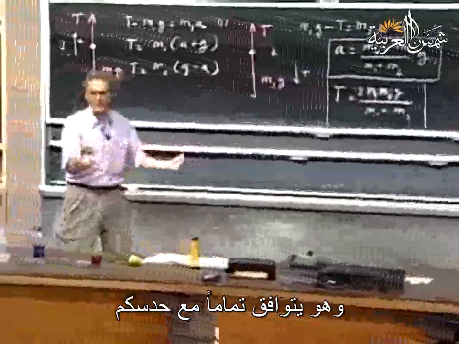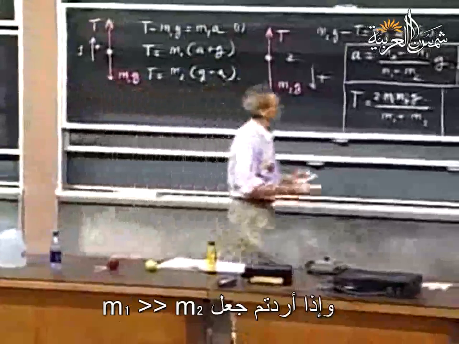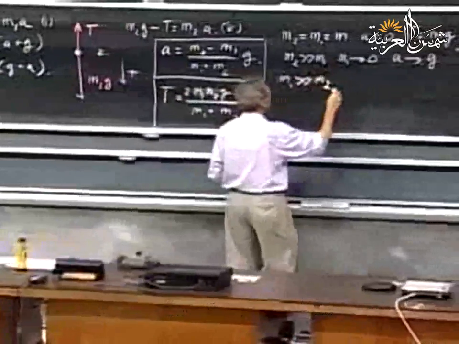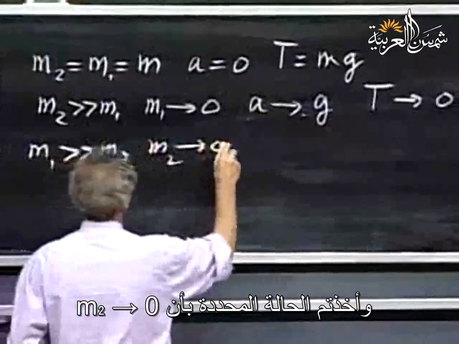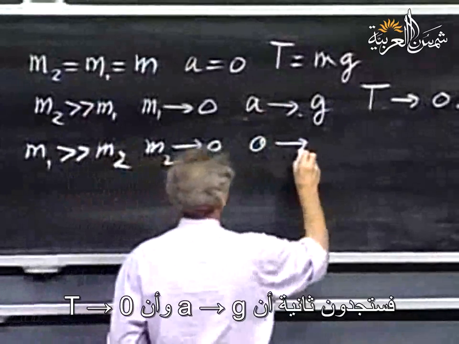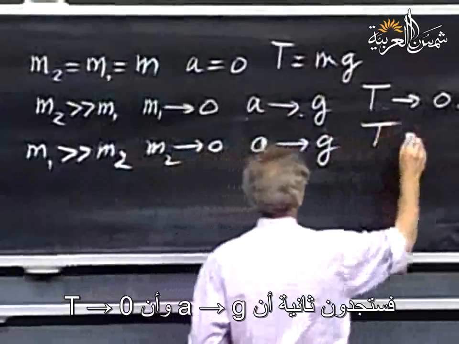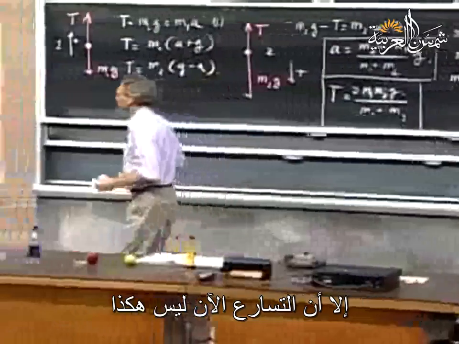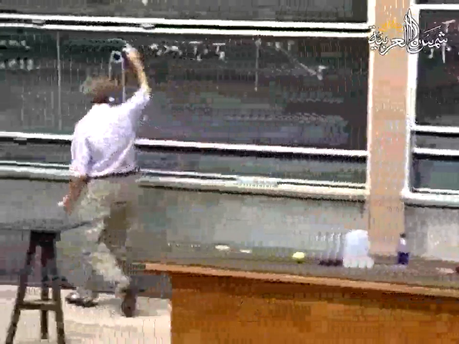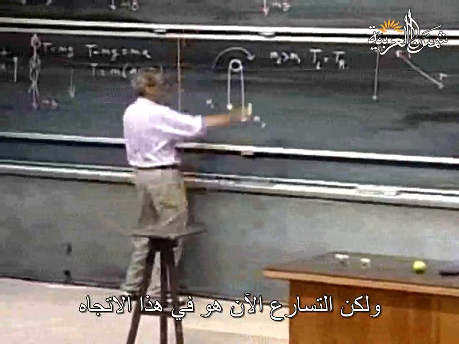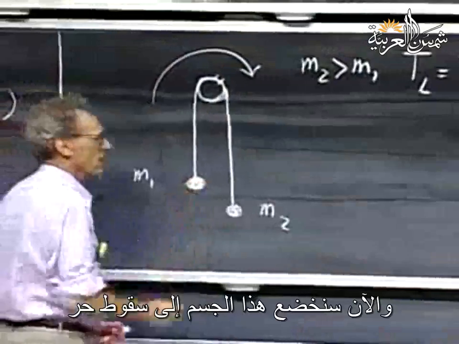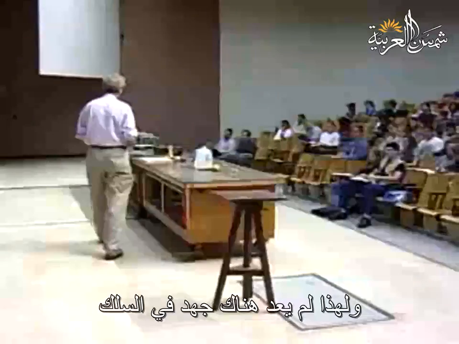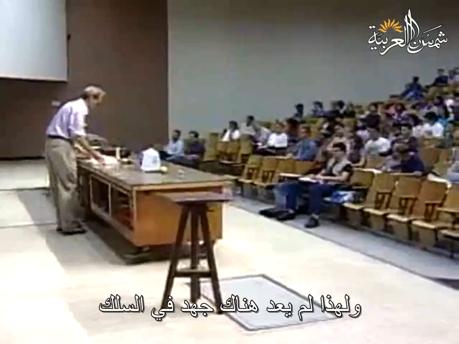So you see, this makes sense. This is exactly consistent with your intuition. And if you wanted to make m1 much, much larger than m2, and you take the limiting case for m2 goes to 0, you'll find again that a goes to g, and that T goes to 0, except that now the acceleration is not this way, but now the acceleration is this way, and now this object will go into free fall. And therefore there is no tension in the string anymore.